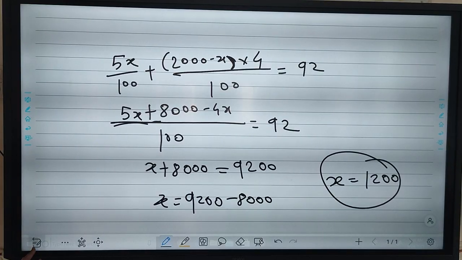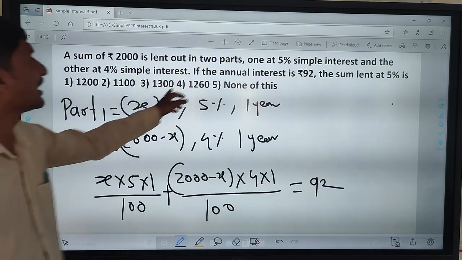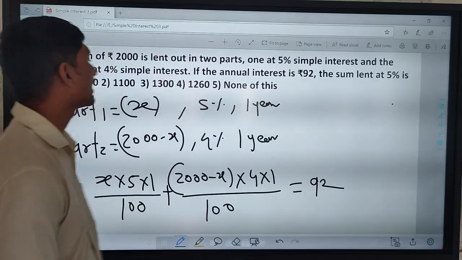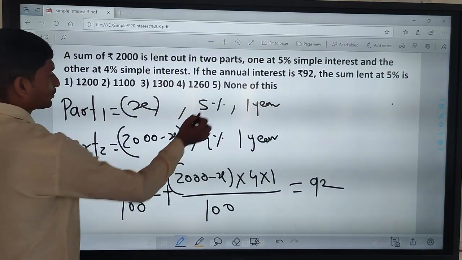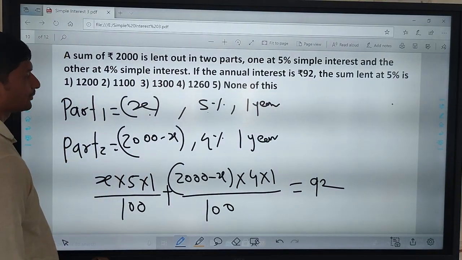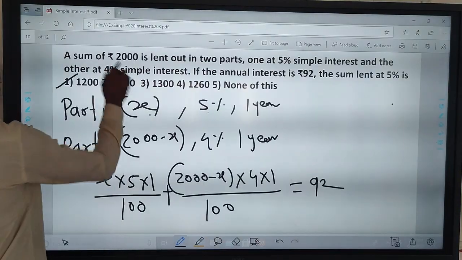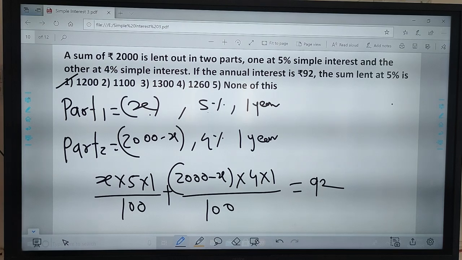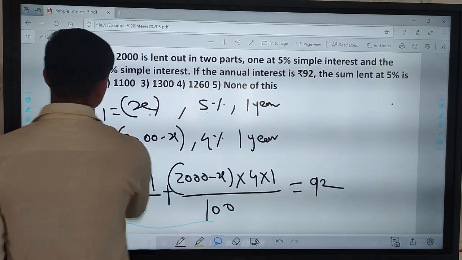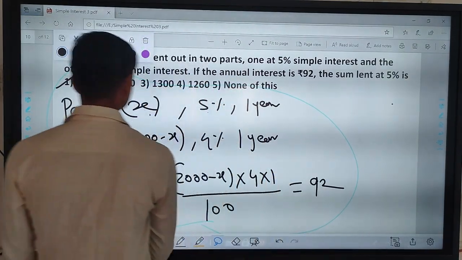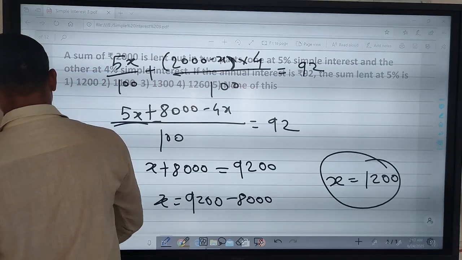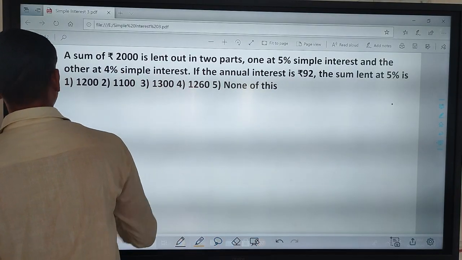Now here, the sum lent at 5%, that is x. The value of x is equal to 1200. Then your answer is 1200. Now next.